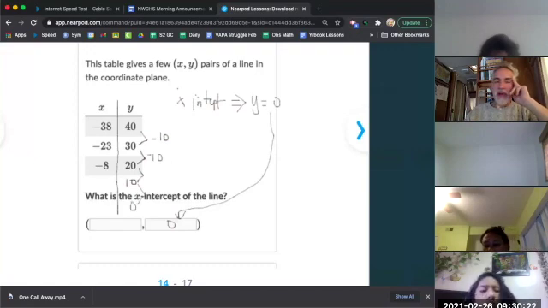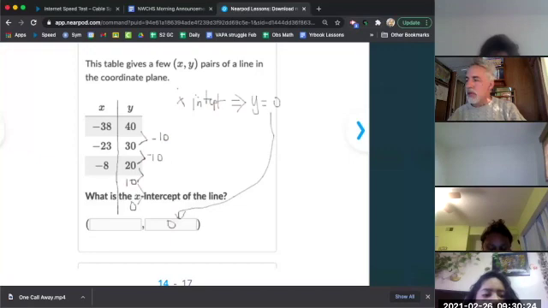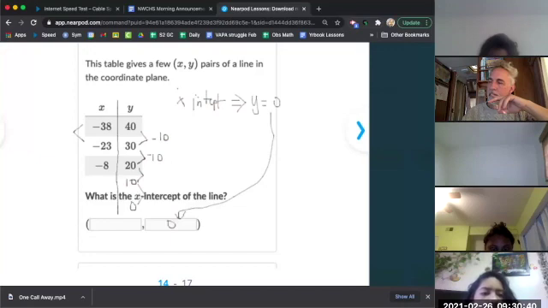Now, we still don't know what our x-intercept is, but we're getting closer. So when y goes down by 10 every time, what's happening to the x values? We're going from negative 38 to negative 23. What was the change in x when the y value changed by 10? So the x is going up by 15. Exactly. Instead of subtracting 15, you add 15. That's excellent. Nice job. It's plus 15 going up here.